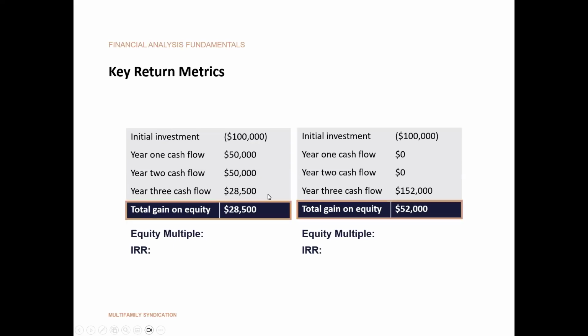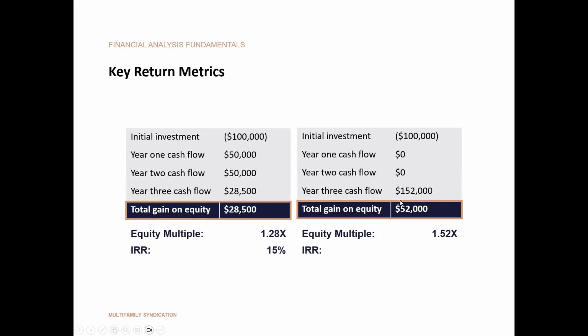So that gives us an equity multiple of 1.28. In the second scenario, we did the same $100,000 investment, no cash flow in year one, no cash flow in year two. And then in year three, we got back our return of capital, so that $100,000 plus $52,000 in profit. So that gave us a 1.52 equity multiple. This first situation, because of the timing, we got a 15% IRR.